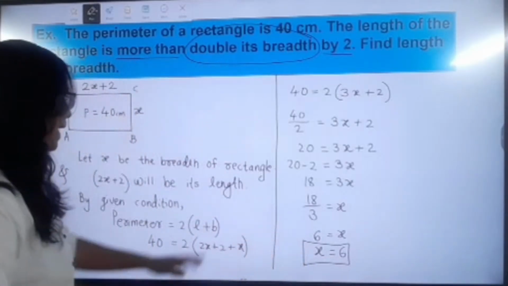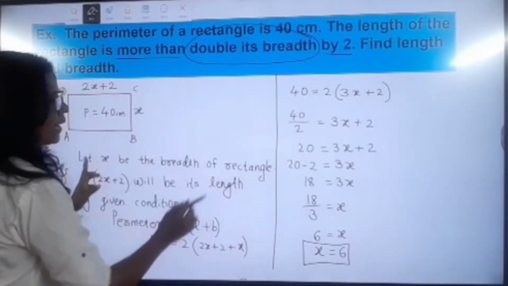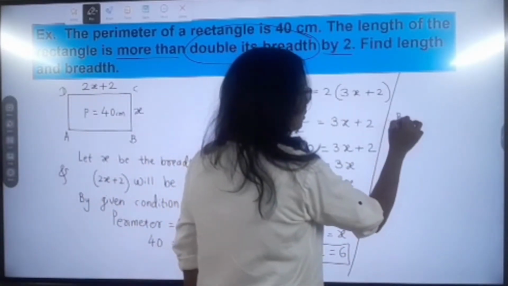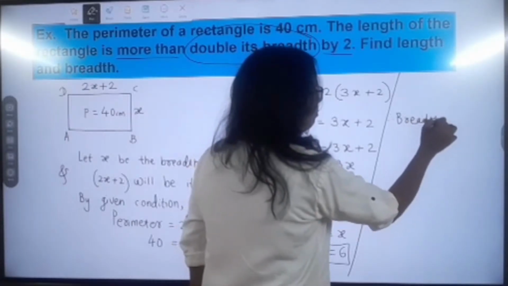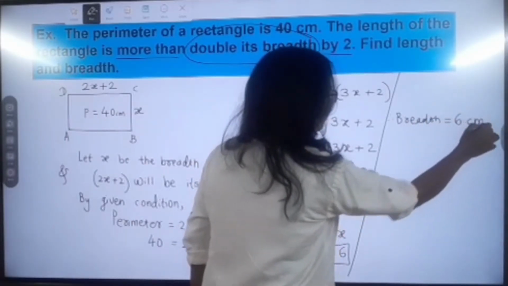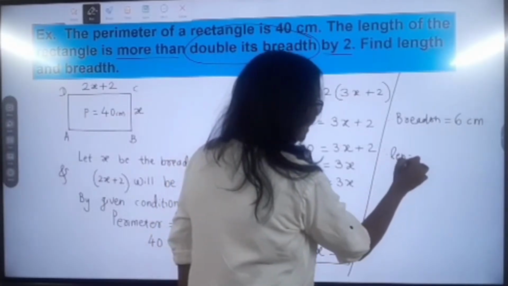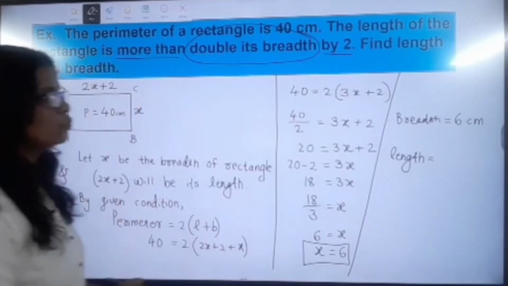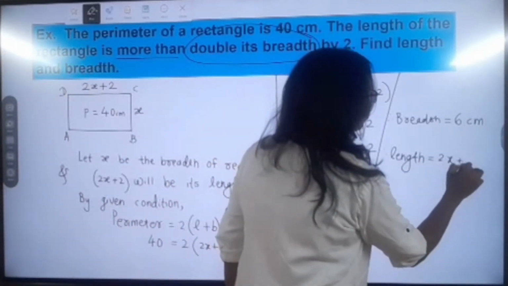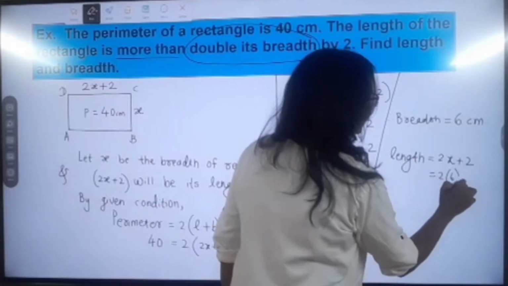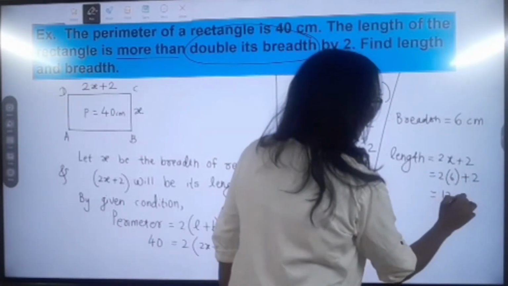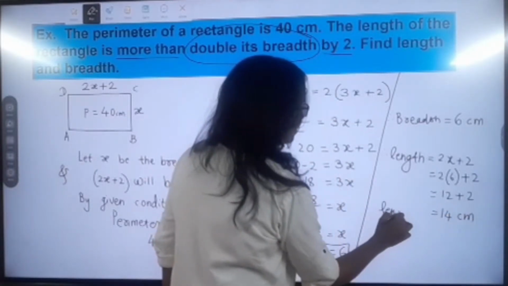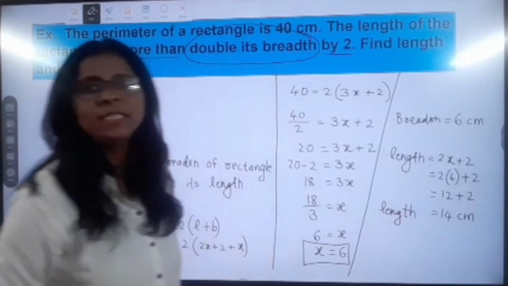So what is the x? x means the breadth of the rectangle. So I write down here, therefore breadth is equal to 6 centimeter. Therefore length is equal to 2x plus 2, which is equal to 2 multiply 6 plus 2, and that is equal to 12 plus 2, which is equal to 14 centimeter. So here, students, length is equal to 14 centimeter.